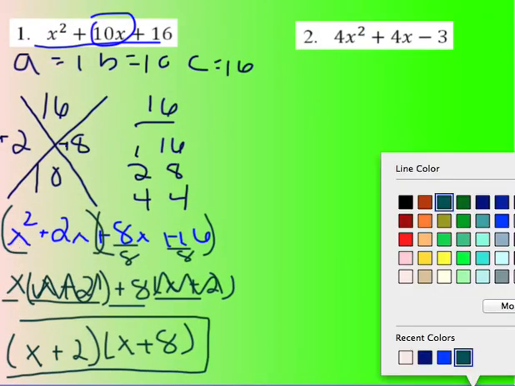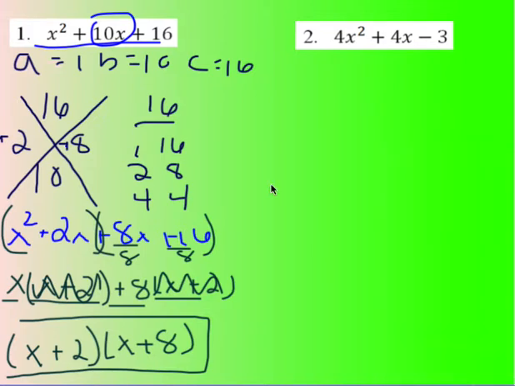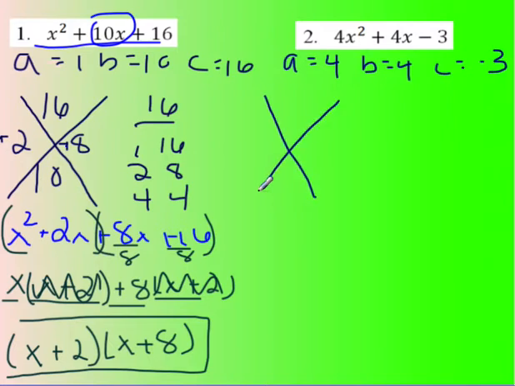Taking a look, moving forward with number 4. So for number 4, our a is equal to 4, our b is equal to 4, and our c is equal to negative 3. So now we want to go ahead and set up our x. So we're multiplying to 4 times a negative 3, which is a negative 12, and adding to 4.